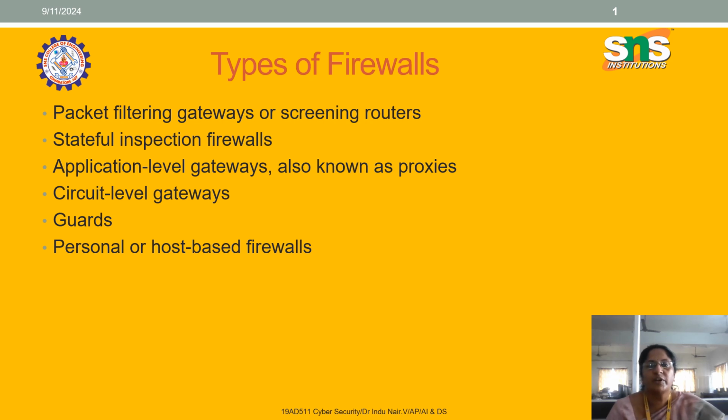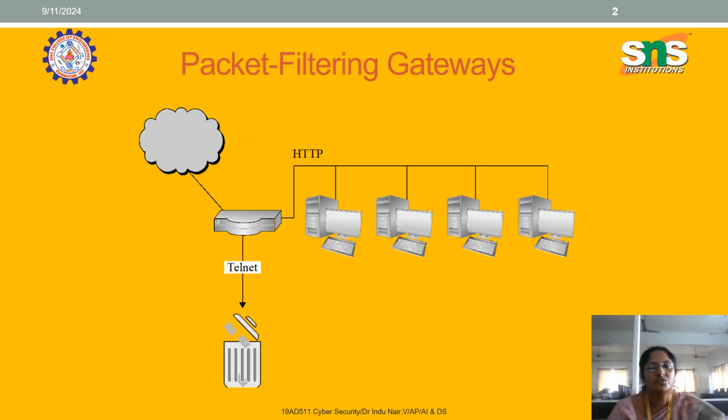Good afternoon, everybody. In the last PPT we had seen there are different types of firewalls. The various firewalls are packet filtering gateway or screening router, stateful inspection firewall, application level gateway also known as proxies, circuit level gateways, guards, and personal or host based firewalls. So let us see. The first one is the packet filtering gateway. Let us see what the packet filtering gateway is.